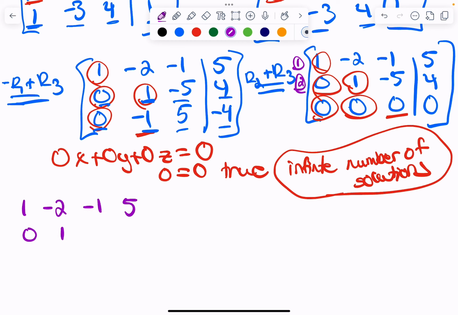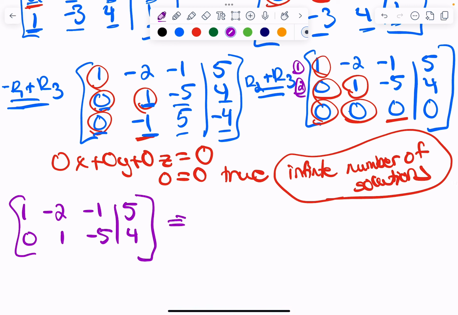0, 1, negative 5, and 4. This is our augmented matrix without the third one. Now, what I'm going to do is write these back into linear equations. So x minus 2y minus z equals 5, and y minus 5z equals 4.